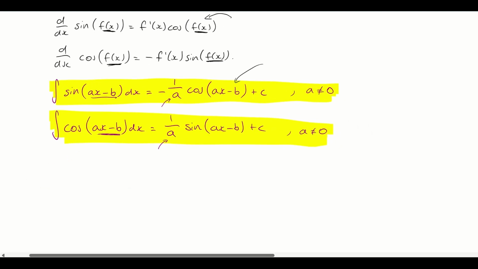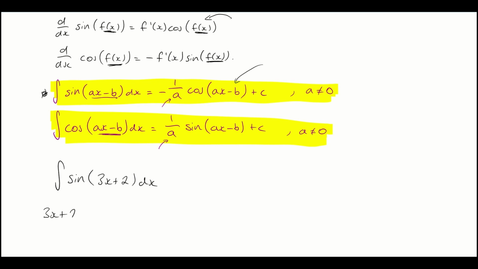Okay, well, let's do an example. Let's say that we're asked to find the antiderivative of sine of, let's say, 3x plus 2 with respect to the variable x. Okay, well, from our formula, we see that this is an antiderivative of a sine function. So we're going to use this formula on the top here. So we see that 3x plus 2, in this case, has to be equal to our ax take b. And we see in this case then that a is equal to 3 and b is equal to minus 2. And what we do is we put that straight into our formula, and we just put those values in.